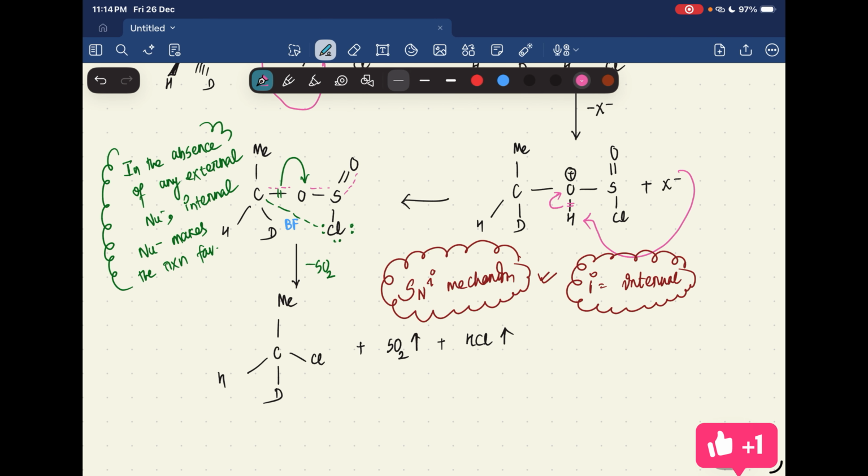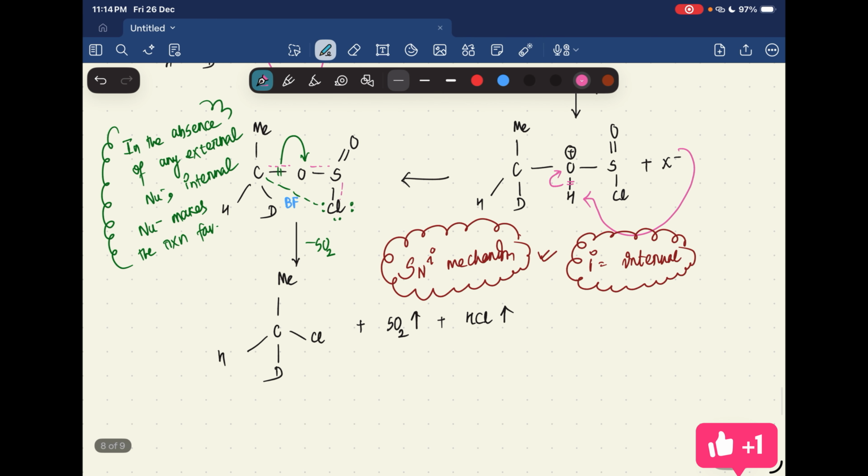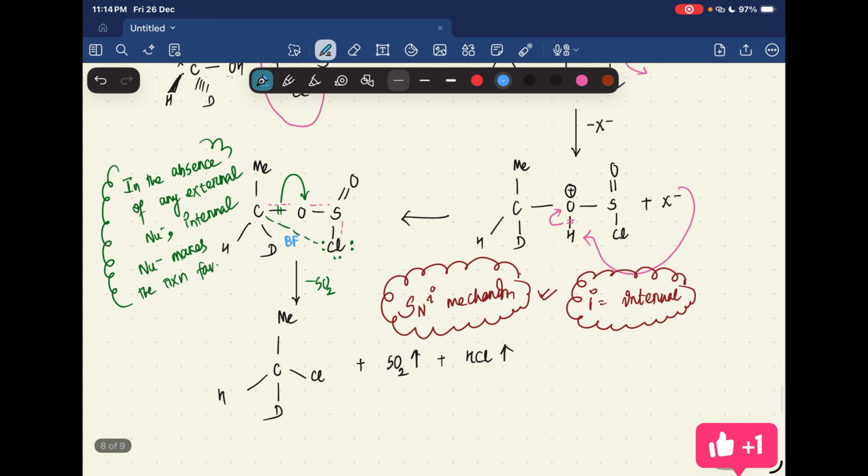So here it is. Please confirm that this is a bond formation, right? As I told, this is a bond formation, but the carbon-oxygen is bond breaking. Yes, absolutely, it is a bond breaking. Now this one is also bond breaking, right? So this is 1, this is 2, this is 3, and this is 4. This is a 4-membered ring.